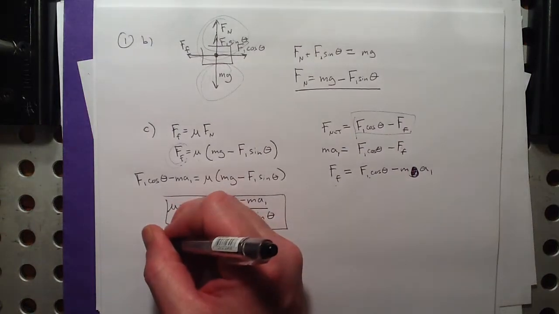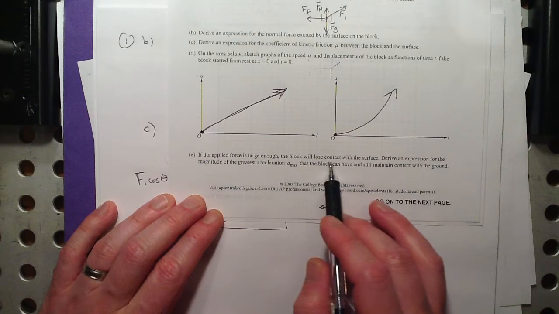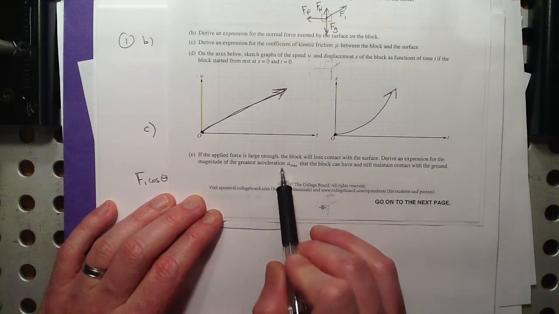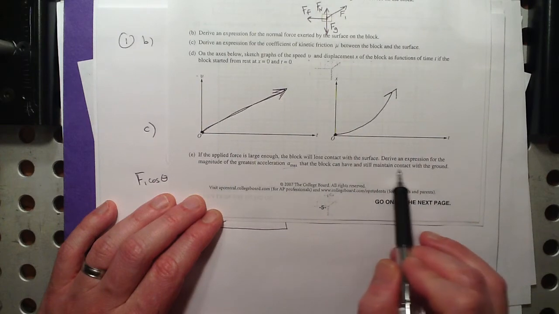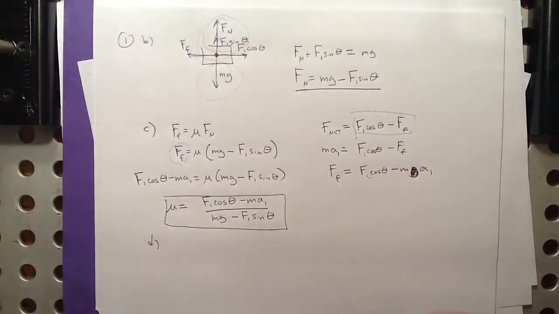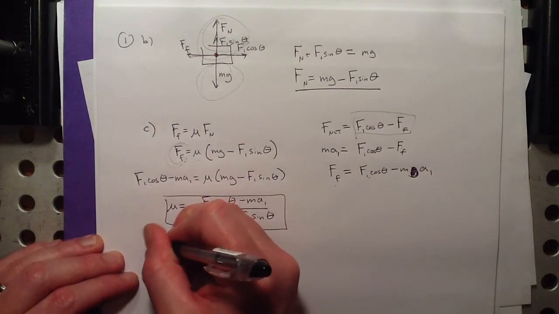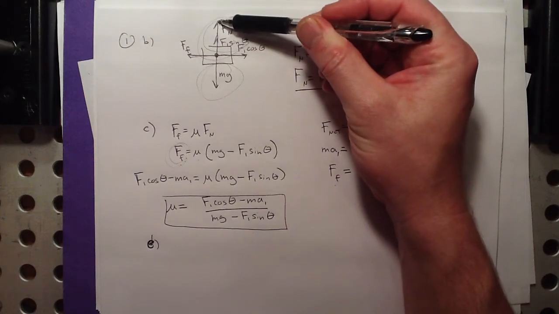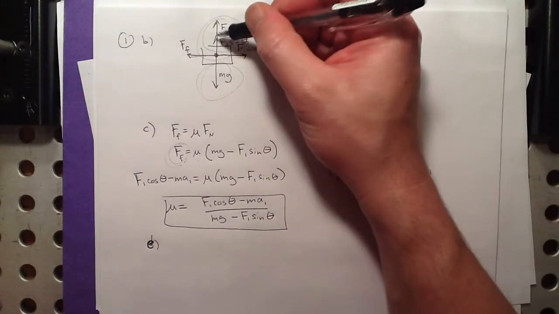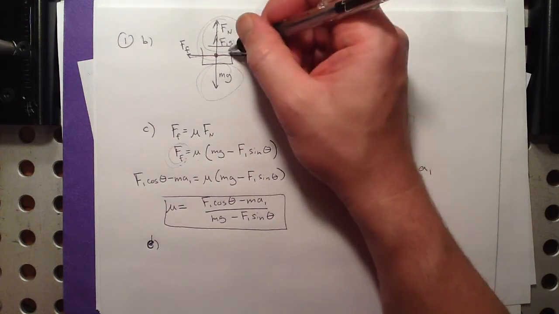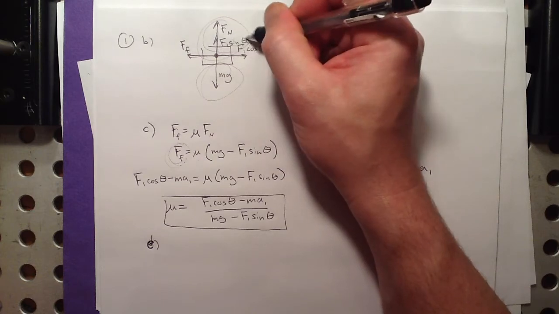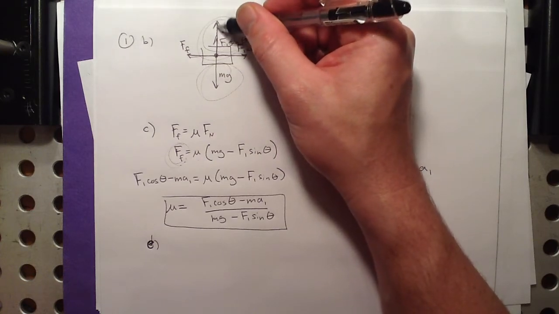Part E, they want to know if the applied force is large enough, the block will lose contact with the surface. They want us to derive an expression for the magnitude of the greatest acceleration the block can have and still maintain contact with the ground. Well, let's go back to our free body diagram. When is that going to happen? The normal force has that interesting property that it's as strong as it needs to be. So the normal force, as the F1 gets bigger and bigger, the sine component of it will be bigger and bigger, and the normal force will shrink, right?